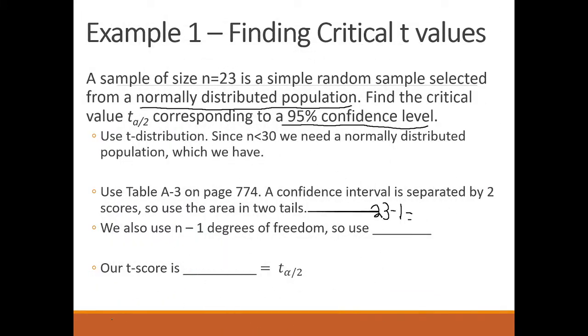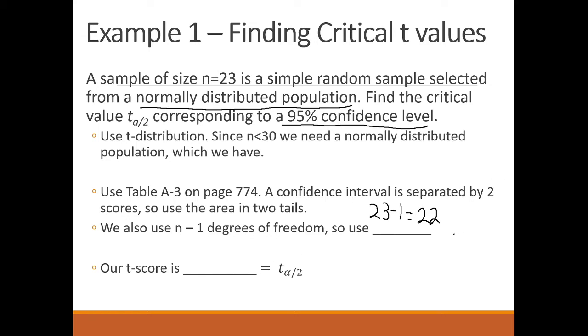Try this again here. I have 23 people minus 1, and that's going to give me 22. So my degrees of freedom is going to be 22 because that is 1 less than the number of people in my sample. Not in my population, but in the people that I'm sampling. 22 is 1 less than the number I have. So I'm going to use 22.